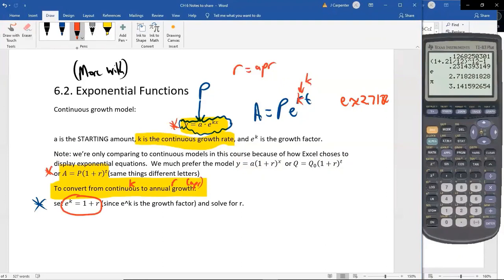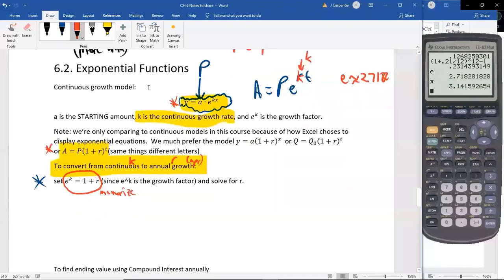So I'm not giving this to you on a formula sheet. This is something you have to remember. You have to remember that e to the k is the growth factor in one version. Then the 1 plus r is the growth factor from the other version. So you just set the 2 things equal to each other. So again, you must memorize this idea. It is not on your formula sheet. It is just setting one growth factor equal to another growth factor. This left side is the growth factor continuously. This right side is the growth factor annually. And we have seen that 1 plus r over and over and over again.